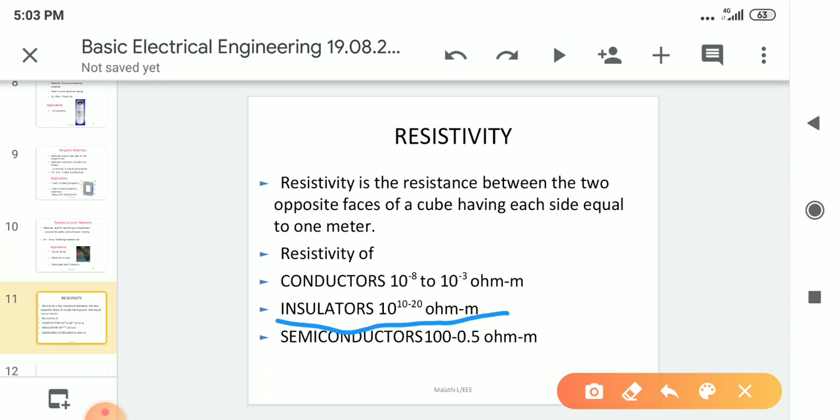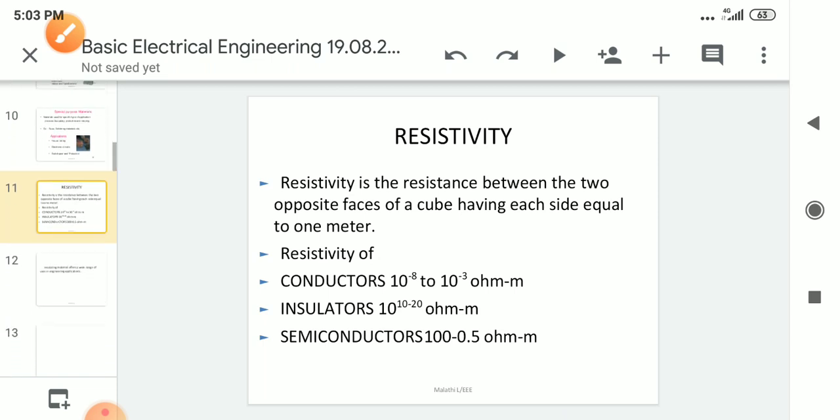So it is very much required to cover a conductor with insulating material to provide safety, to prevent leakage of current to the ground or from one circuit to another circuit. So this is the required point: insulating material has high resistance, with a value of 10 to the power of 10 to 10 to the power of 20 ohm meter. After that, semiconducting materials, 100 to 0.5 ohm meters.